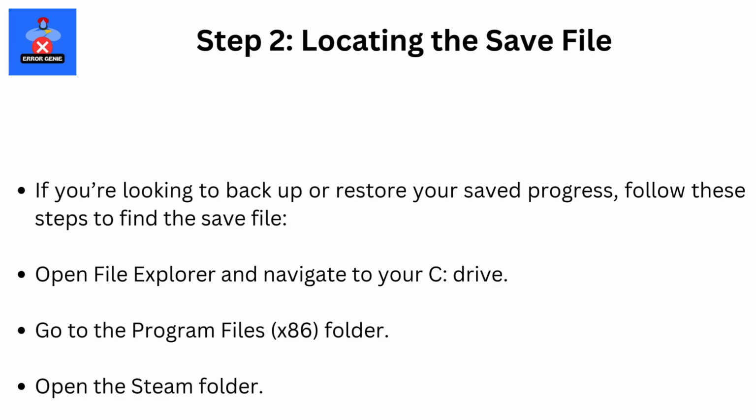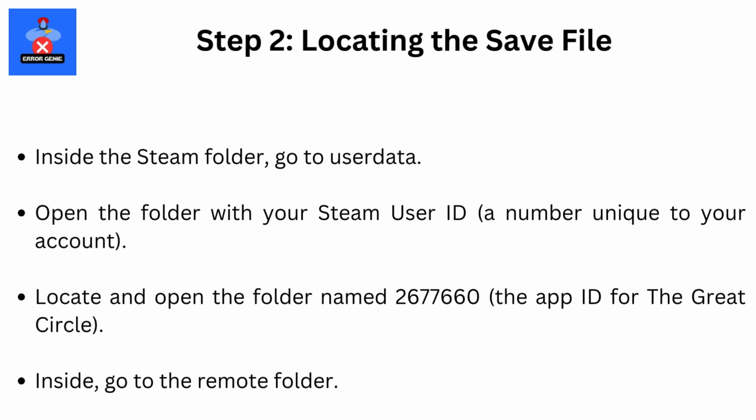If you're looking to backup or restore your saved progress, follow these steps to find the save file. Open File Explorer and navigate to your C drive. Go to the Program Files x86 folder, open the Steam folder. Inside the Steam folder, go to User Data.